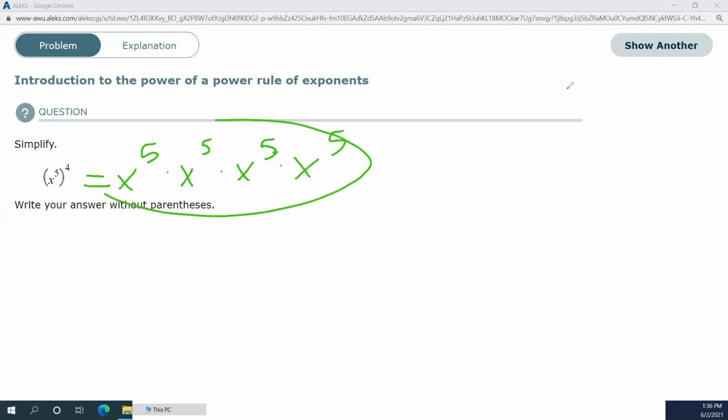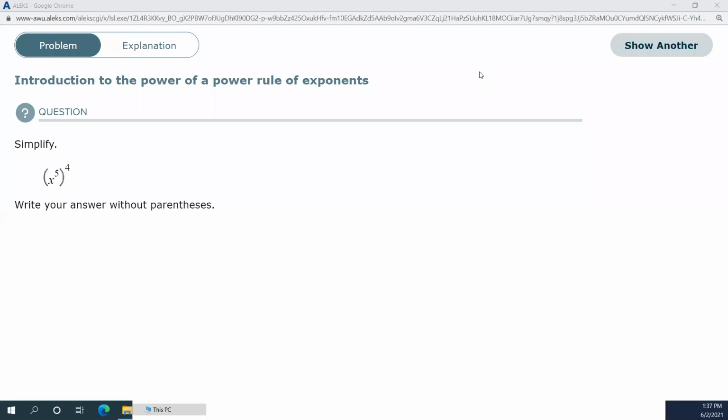Well, we know how to handle this. We add up all the exponents and we get 20. And the shortcut is when you have a power raised to a power like this, you multiply the exponents. And that is how it's done. So what about this one?